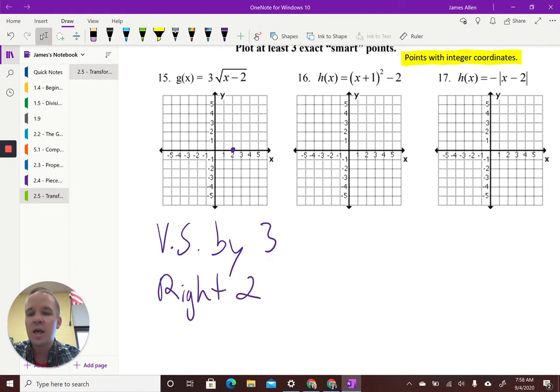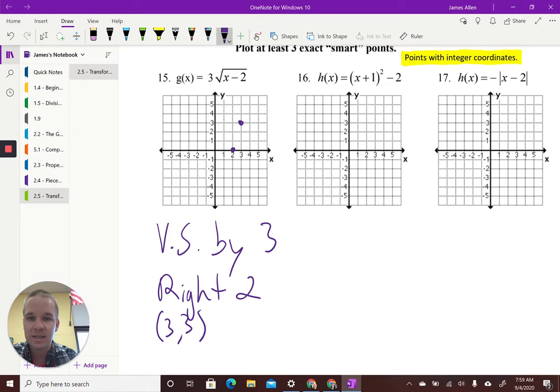Now as far as my integer coordinates go, I want to think, well, what's nice to square root, right? What's a perfect square? If I plugged in 2, I'd get 0. That's just 0. We've already used that one. So square root of 1 is something that's nice, right? Square root of 1 is 1. So how can I get 1? Well, if I plug in 3, 3 minus 2 is 1. The square root of 1 is 1 times 3 is 3. So I've got 3, 3 is my point.